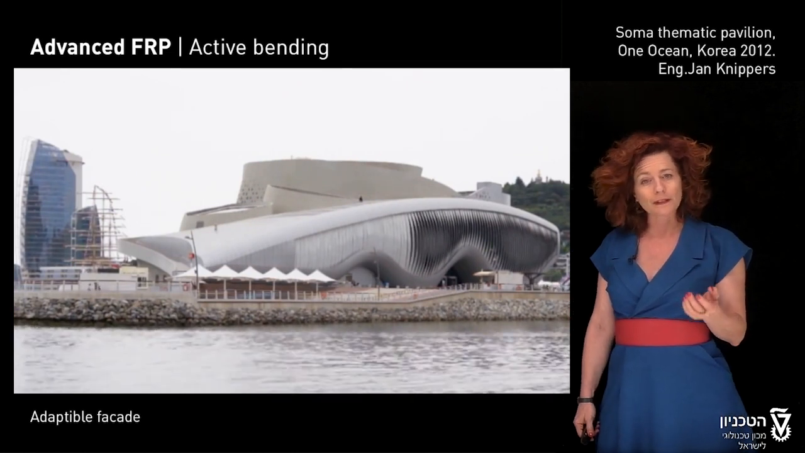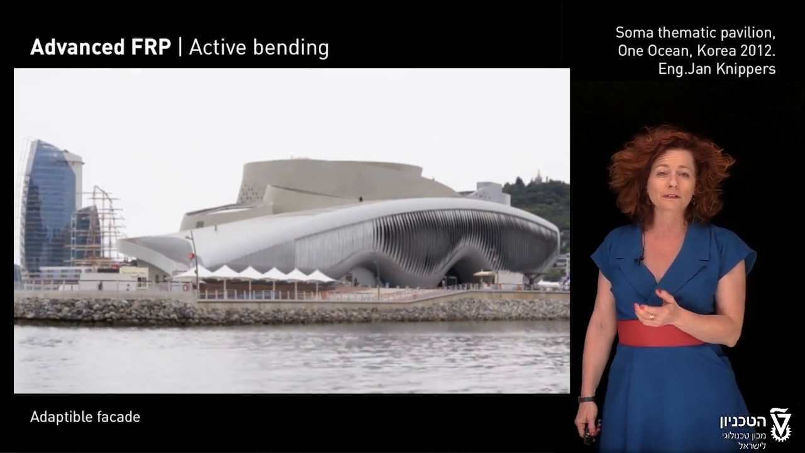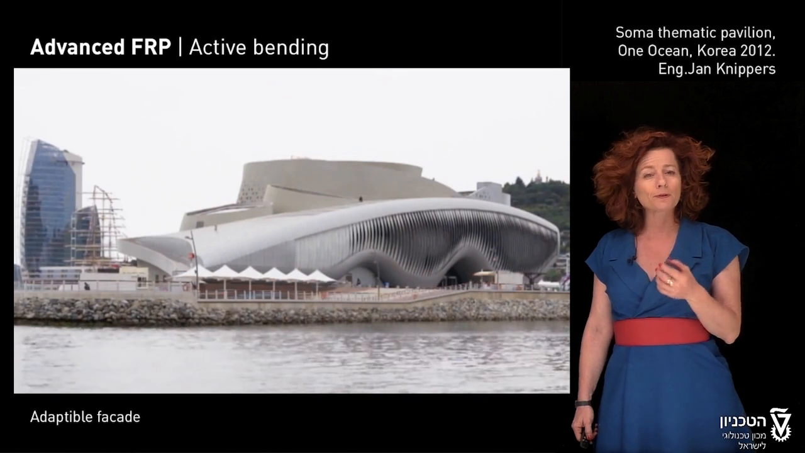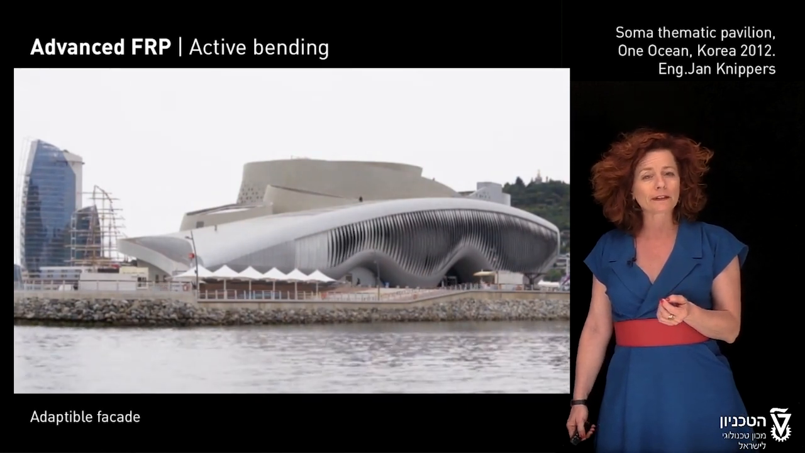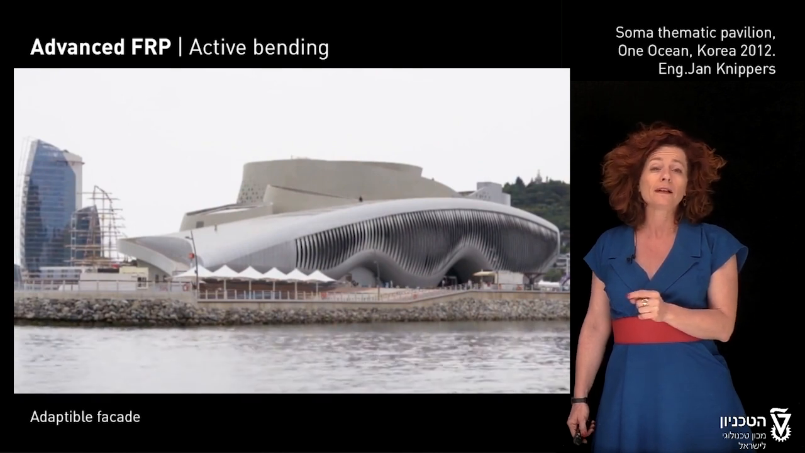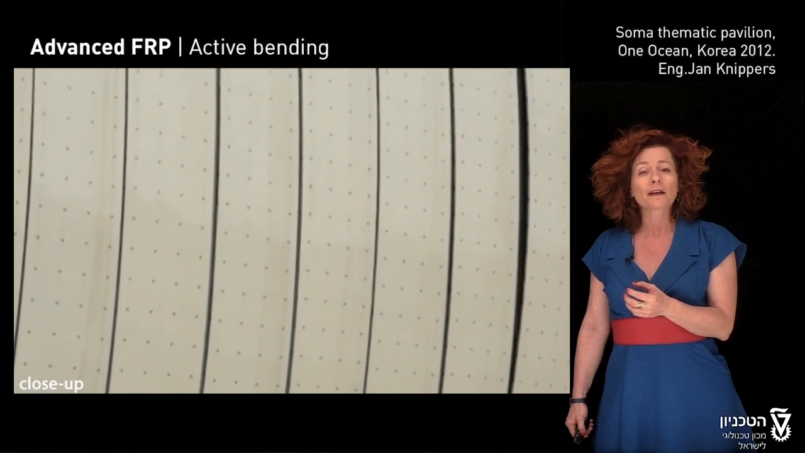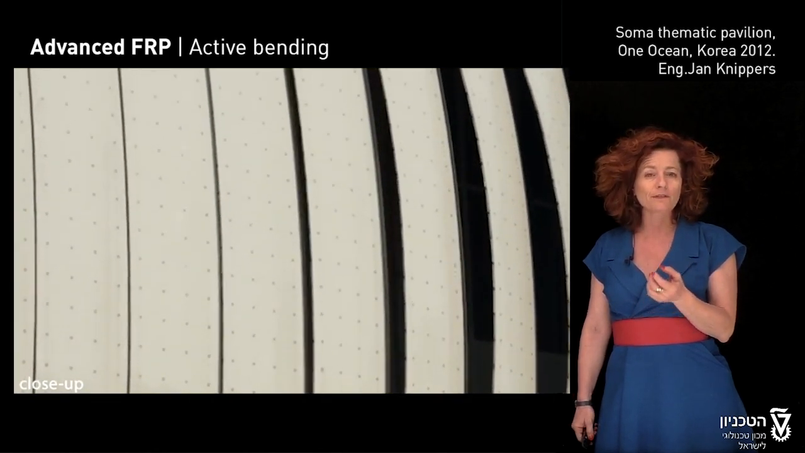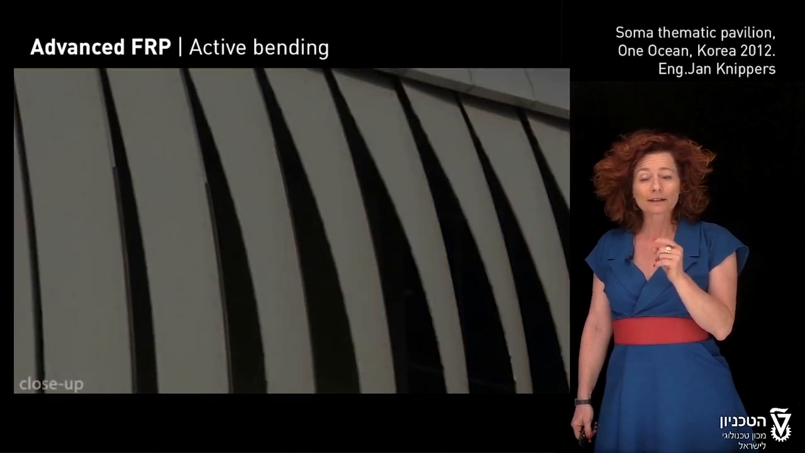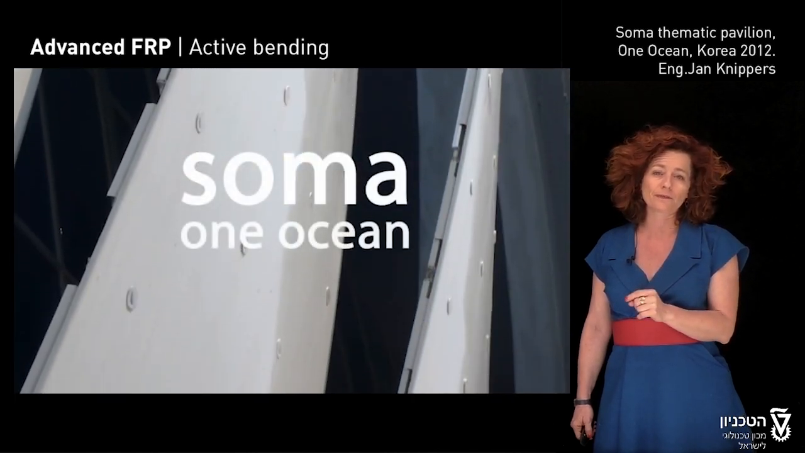It will also be adaptive to the environment and would open and close according to climate. But most of all, it would not require a specific different mold for each of the lamella, and the complex shape that is created can be controlled thanks to the understanding of the process of active bending. Let's have a look at how this is operating and being manufactured.